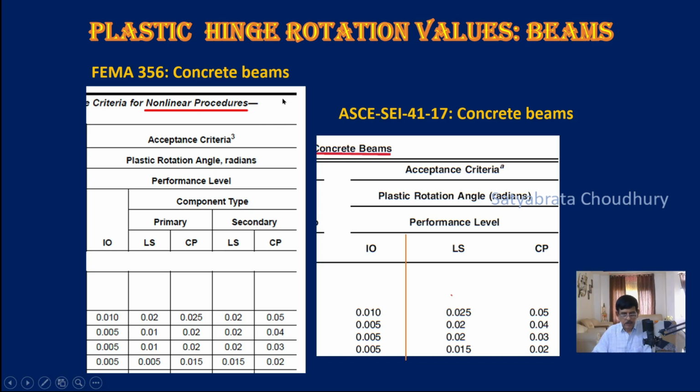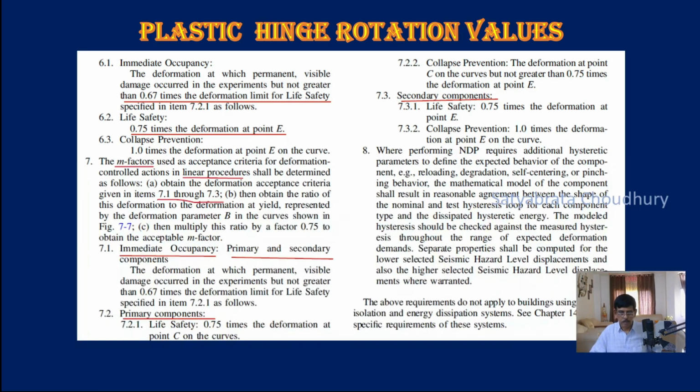This is taken from FEMA 356 for concrete, with primary and secondary given separately. IO is common for primary and secondary. In ACI 41-17 also, for concrete beams, IO is common, and LS and CP are only mentioned without saying whether this is for primary or secondary. But if you read the document thoroughly for many pages, you will understand this is given for secondary members. So this will create a problem.